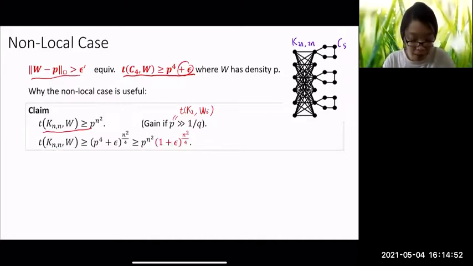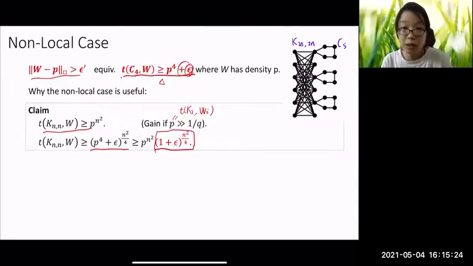And another easy consequence is that if the C4 counts we can boost by at least epsilon, then for K and N, we can magnify this boost. So basically, TKNW is at least P to the 4 plus epsilon, which is the C4 counting W, to the power of N squared over 4. So if we rearrange the terms, we have a boost that is magnified as n becomes larger.